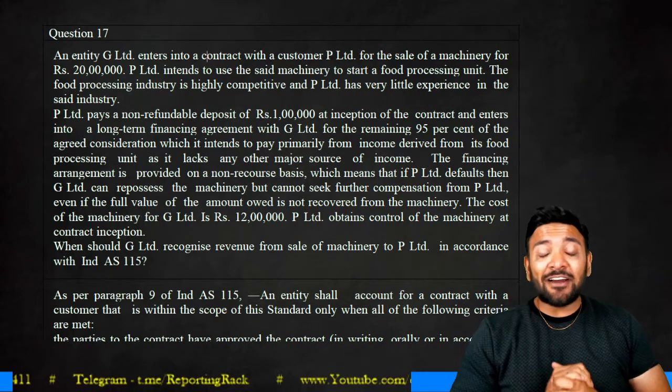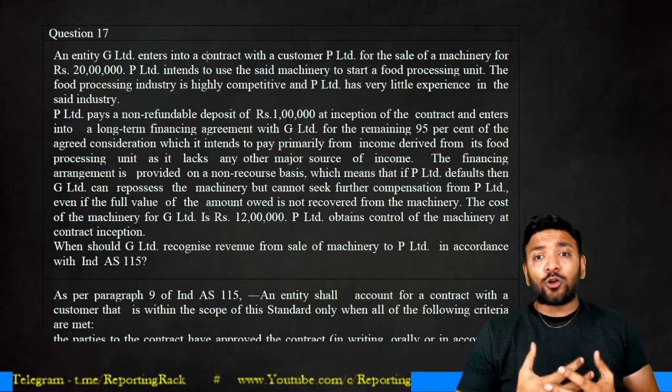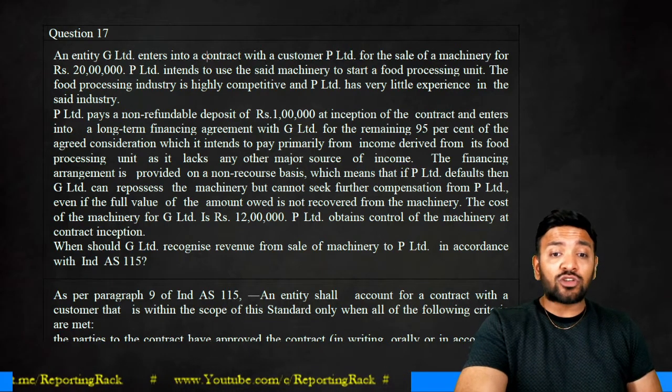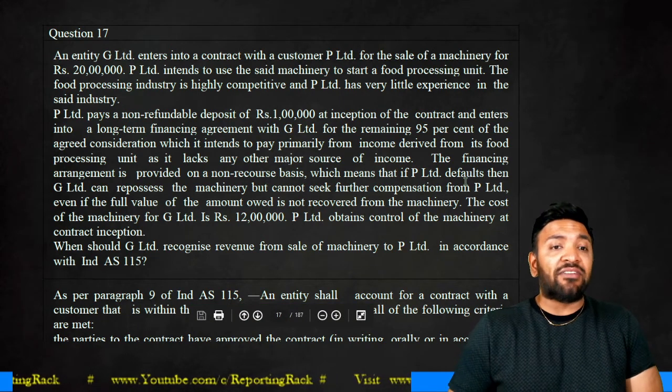Yes, guys. So let's see furthermore additions as far as your IND-AS 115 is concerned. They are included in your study material recently. So let's see these questions. These should be the most important ones. IND-AS 115, question number 17.